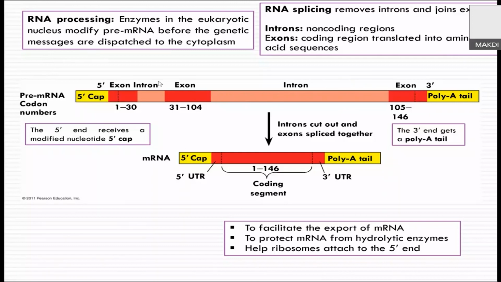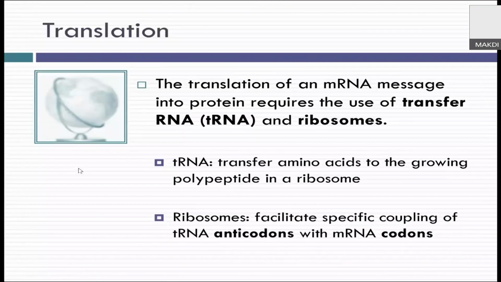So the introns are removed before the mRNA is transferred to the ribosome. The mRNA will have its introns removed. We call it splicing, RNA splicing: remove introns and join exons. Because only exons are coding regions. Only the exons have the information to make protein. So we keep the exons, and then we move it to the ribosome. Okay, that is the process of RNA splicing.